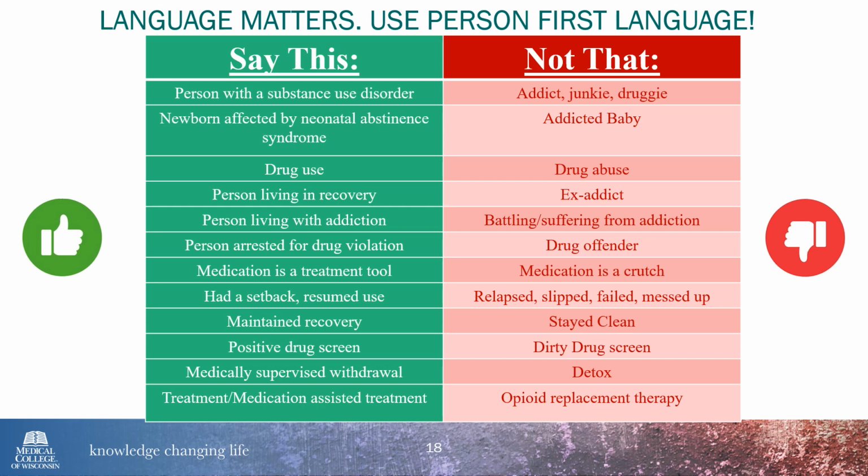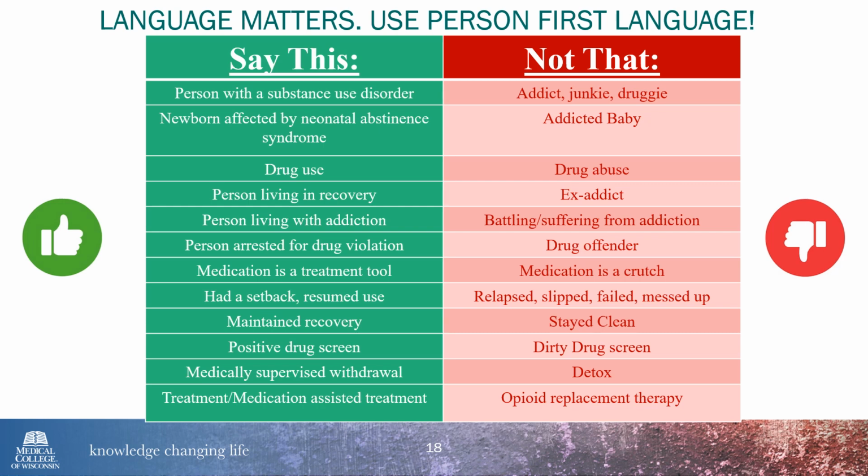Examples. This idea of using person-first language is really important. Saying drug use, not drug abuse. Saying person living in recovery, not an ex-addict. Saying person arrested for a drug violation instead of a drug offender, a chronic drug offender, felon. You can see how the negative language can actually significantly cause adverse effects in the treatment course of a patient.